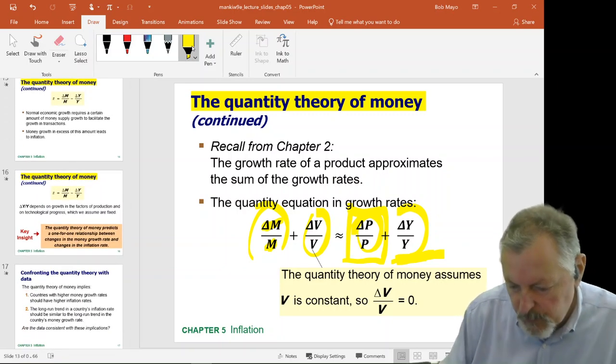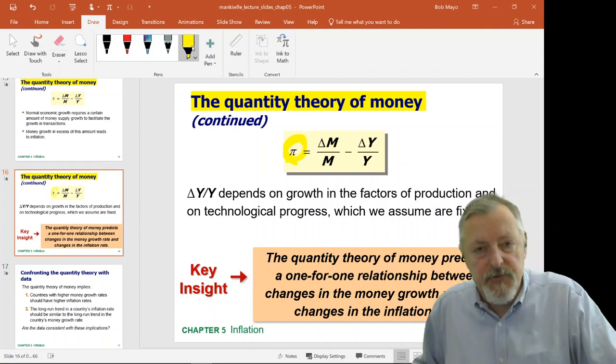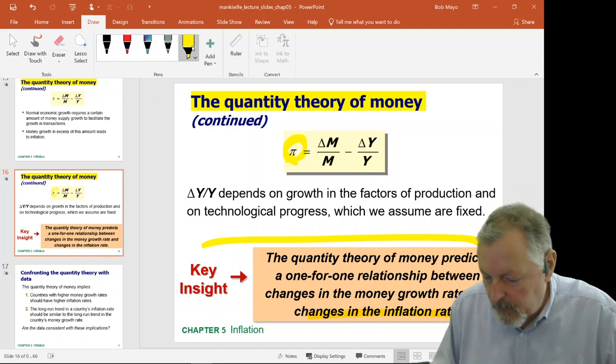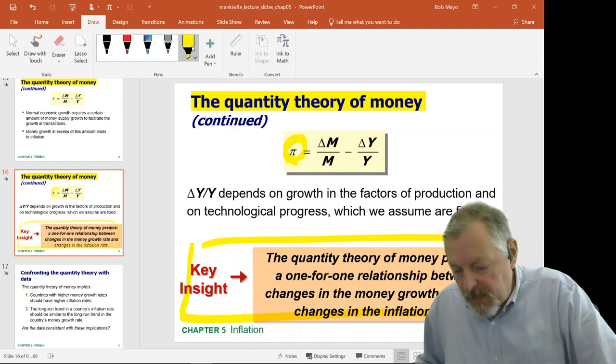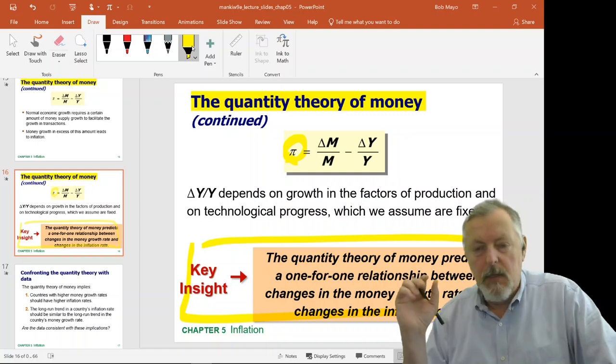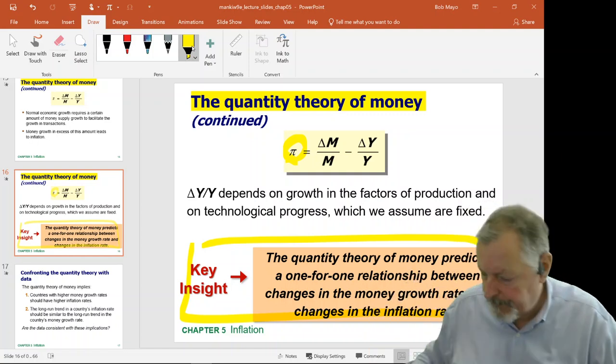Okay, which brings us to here. Lowercase pi is generally used for the inflation rate. This is the key insight I want you to know. The quantity theory of money predicts a one-for-one relationship between changes in the rate of growth of the money supply and the inflation rate.